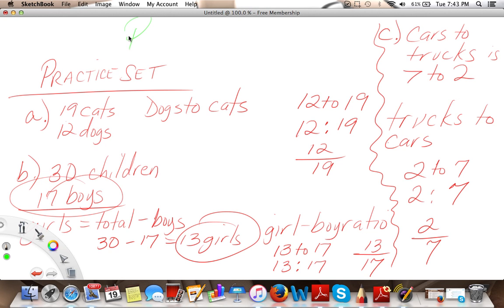So once again, we are talking about ratios, and it's just a comparison of numbers.